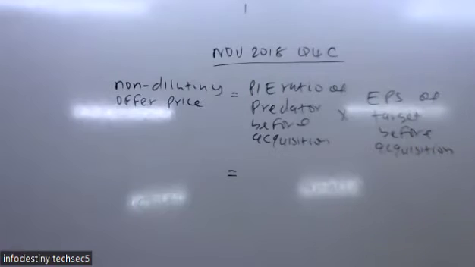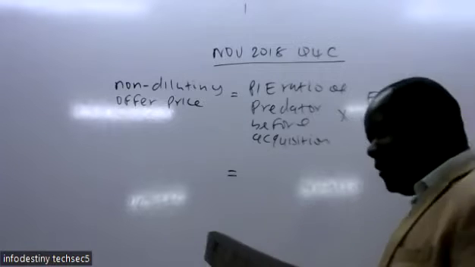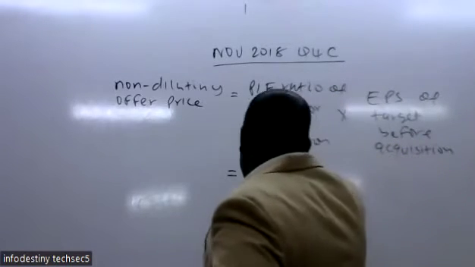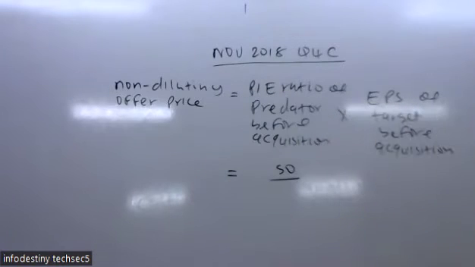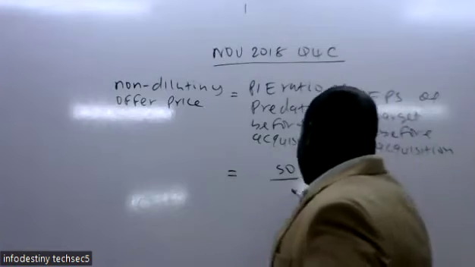ratio of the predator before the acquisition. Remember, it is market price per share divided by earning per share. So what is the market price per share for Chilolo? Ordinary share market price per share is 50. Then we divide by the earning per share we have just calculated. We got which figure? We got 5.